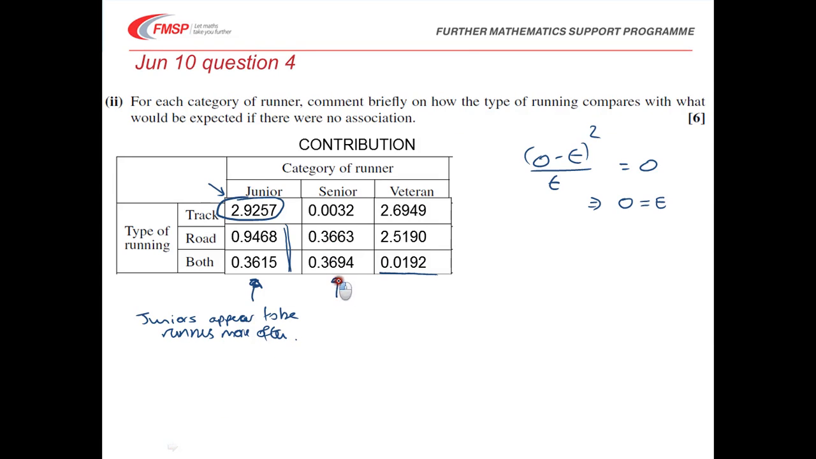Whereas if we look at seniors, there is no major outstanding contribution here. So everything here is pretty much acting as expected. Okay, so we're basing it on the contribution. So seniors are as expected.